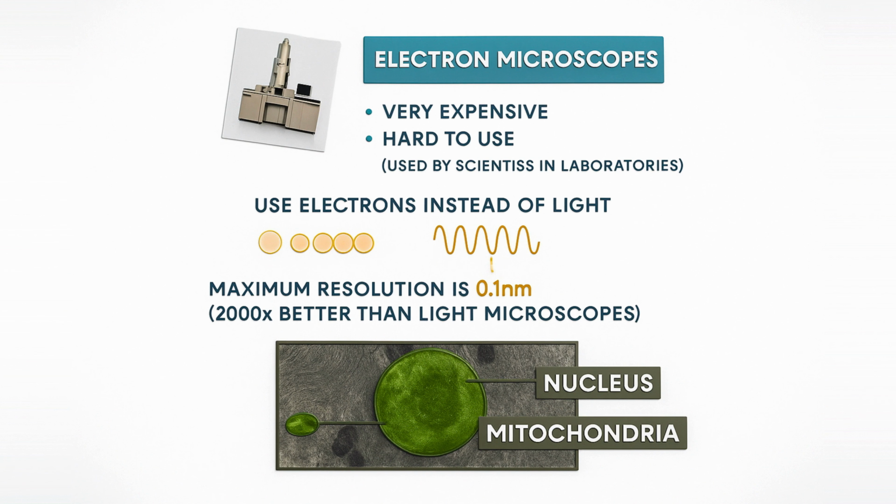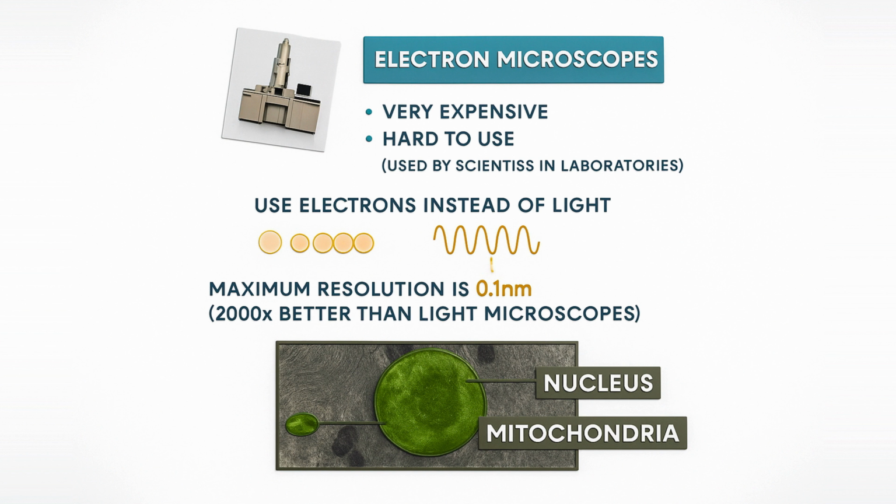On the other hand, electron microscopes function very differently and offer much greater magnification and resolution capabilities. These instruments are very large, extremely expensive, and much more complicated to use. For these reasons, they are generally found only in professional scientific laboratories and are operated by trained specialists. The biggest advantage of electron microscopes is that instead of using visible light, they use a stream of electrons to form images. Electrons have an incredibly short wavelength of approximately 0.1 nanometers.